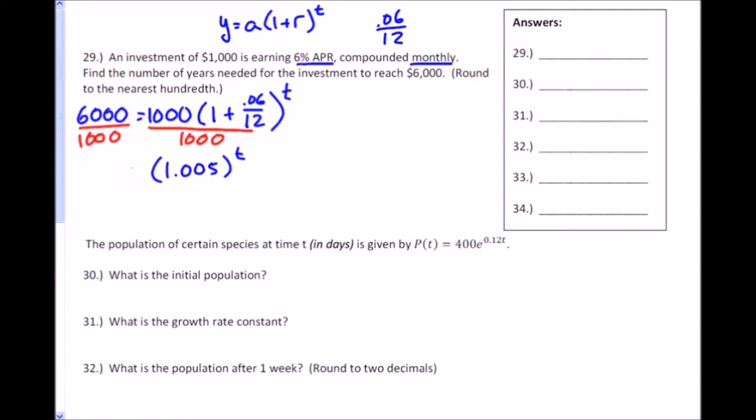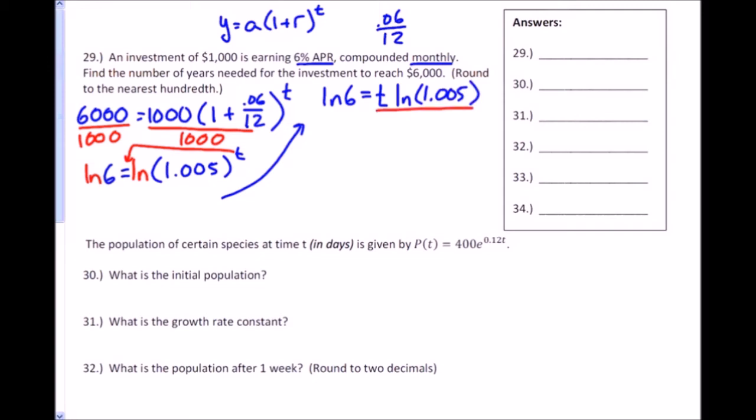And now let me clear a little bit of space out here. Because now what I'm going to do to undo an exponential function, I have to take a logarithm of each side. And the easiest thing to do here is to take the natural log of each side. So I take the natural log of each side. And now using my properties of logarithms, I can bring this t out front as multiplication. Okay. So what I end up with is the natural log of 6 equals t times the natural log of 1.005. And now this has become a multiplication problem. To undo multiplication, I have to divide. So I divide each side by that natural logarithm.